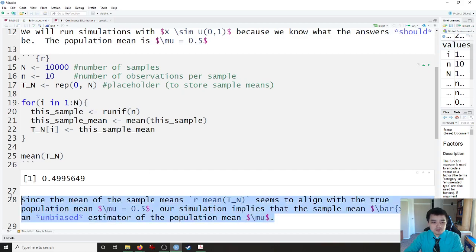And what we did empirically, this last paragraph I have at the bottom, is that since the mean of means seems to align with the true population mean, mu equals 0.5, our simulation implies that the sample mean x bar is an unbiased estimator of the population mean, mu.